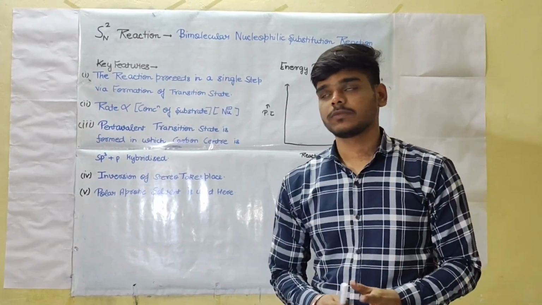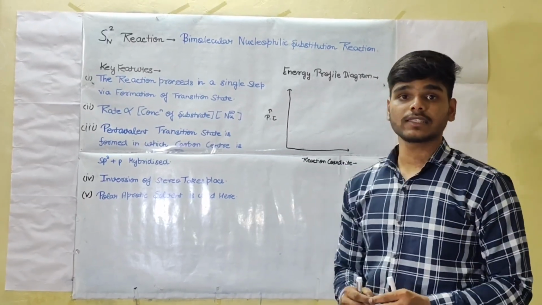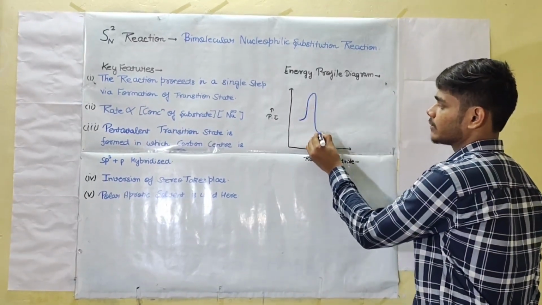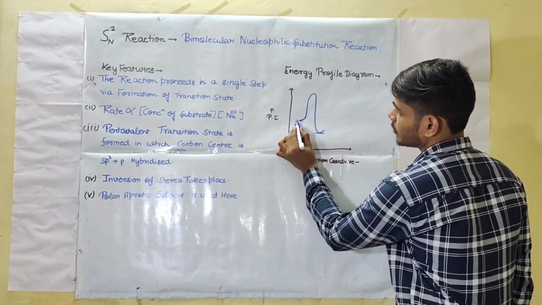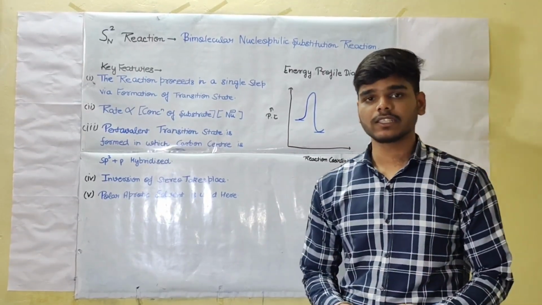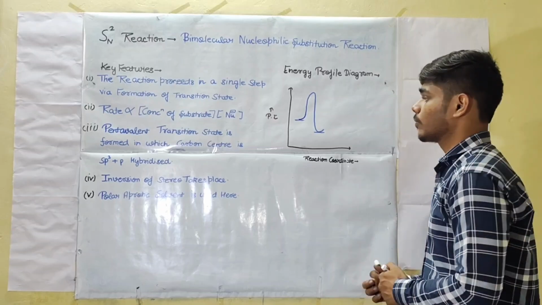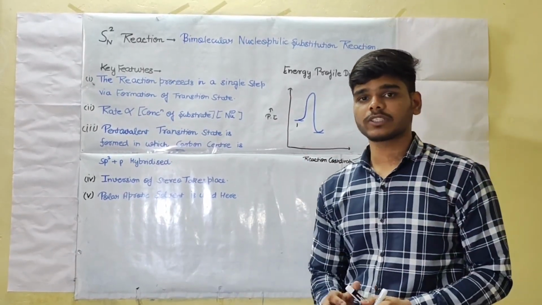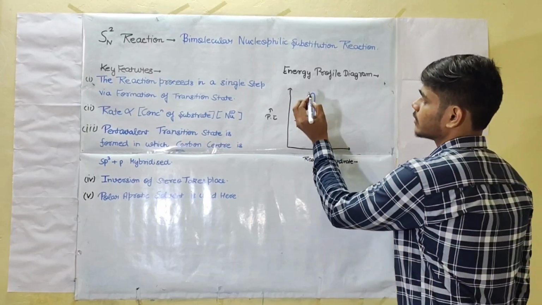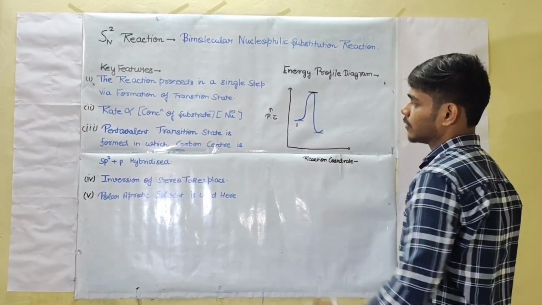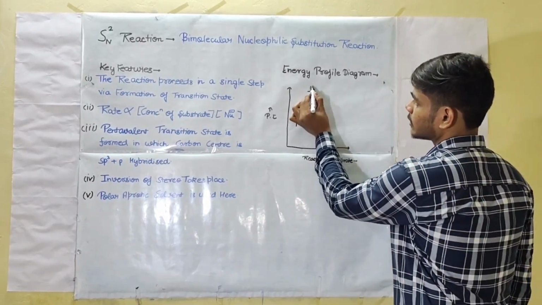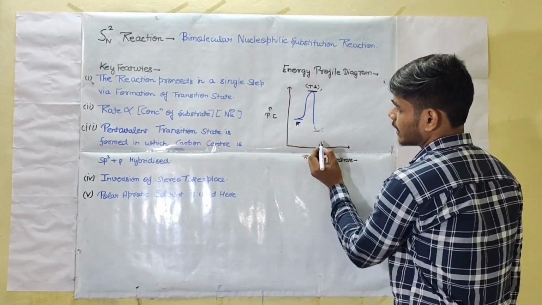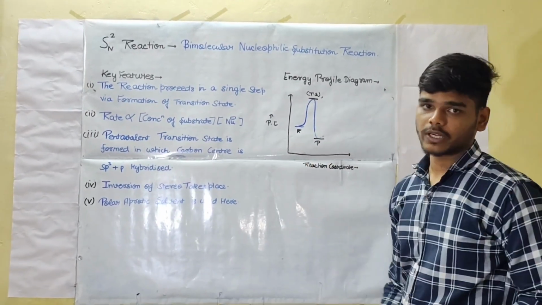A major difference between an SN1 and an SN2 reaction is that we get a single hump here, because no intermediate is formed in this SN2 reaction. So the reaction takes place via the formation of a transition state, which is shown by the hump here, called transition state 1, and this represents the reactant and this represents the product.